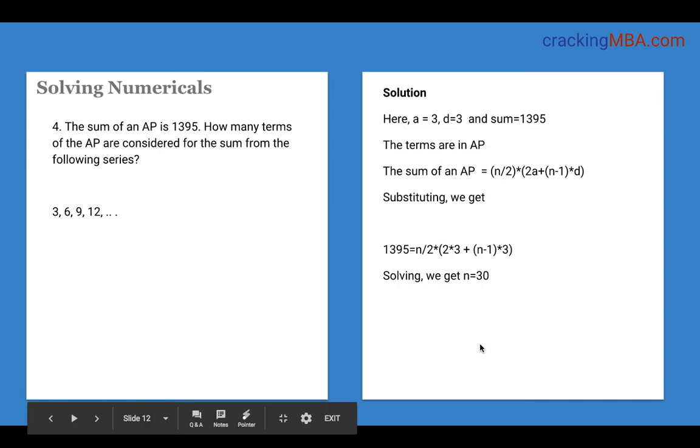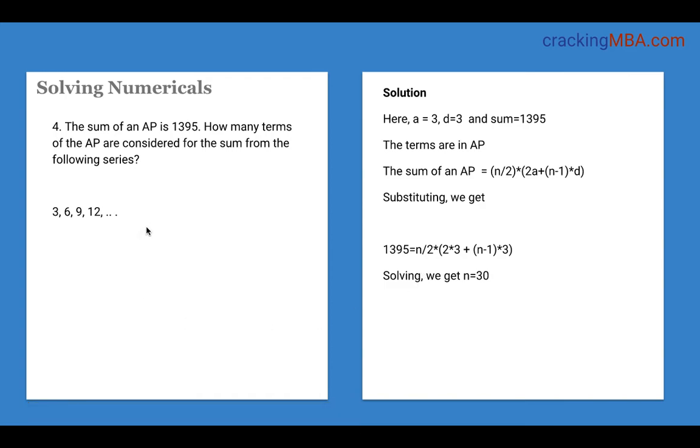Now let us look at a different type of question. Here the sum of an AP is 1395 and we are asked how many terms there are in the AP such that the sum is 1395. The series is given as 3, 6, 9, 12 and so on. Here A is equal to 3, D is equal to 3 and the sum is 1395. The terms are all in AP because they have a common difference. So the sum is n by 2 into (2A plus (n minus 1) into D). Simply substituting the values provided for A and D, we solve it to get the value of n as 30.